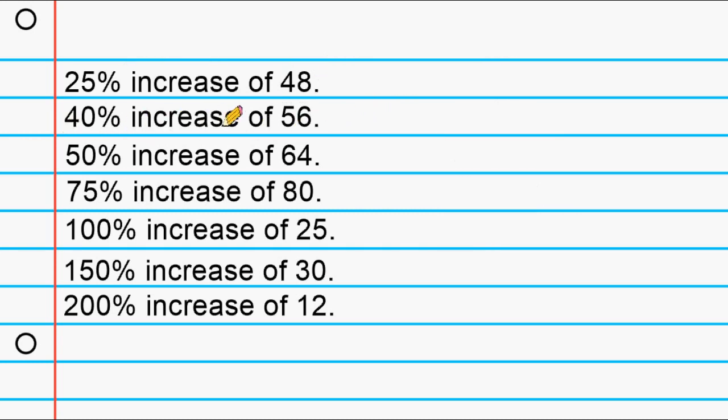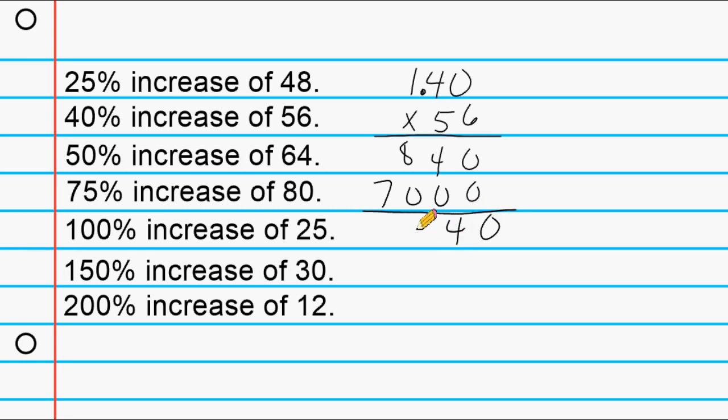All right, now to find a 40% increase of 56, what we do is we add 100% to 40% for a total of 140%, and we write that as its decimal equivalent, and then we multiply by 56. All right, so we have 6 times 140, which is going to be 840, and then we have 5 times 140, which is going to be 700. And then we add our digits together, and that gives us a total of 78.4.